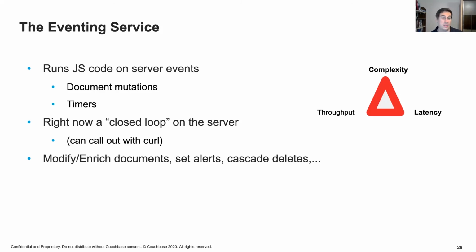So on regular intervals, you can run some kind of cleanup job that goes through your data and performs some cleanup logic. The only way you can actually call out of the system right now is with a curl function that is also heavily guarded, but there is a way to call into external APIs. The use cases there are like, you can modify enriched documents, you can set alerts, you can cascade deletes. Please check out our documentation for more information about the eventing service and what you can do with it.